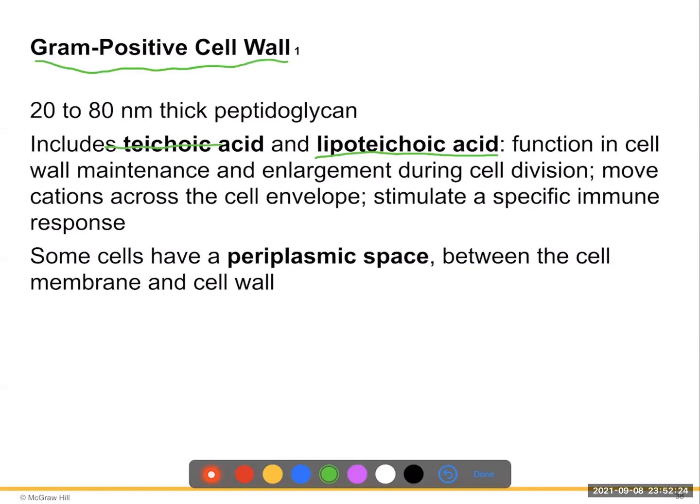Some of these gram-positive bacteria have a periplasmic space between the cell membrane and the cell wall. And that's where these different fimbriae occur. And they allow the cell to constrict and change shape. And they occur in this periplasmic space between your cell membrane and your cell wall.